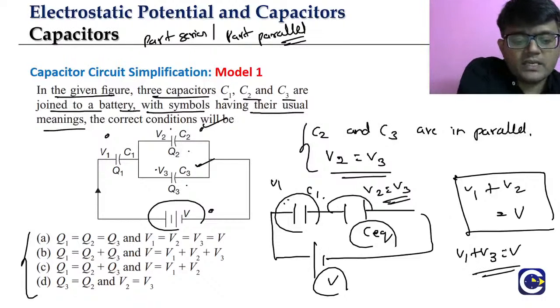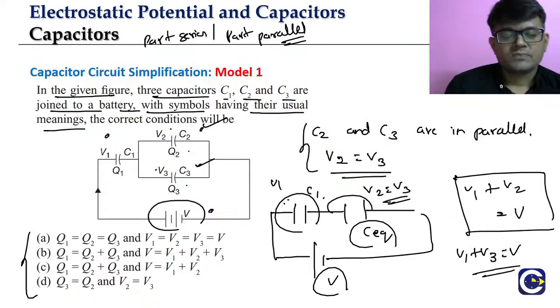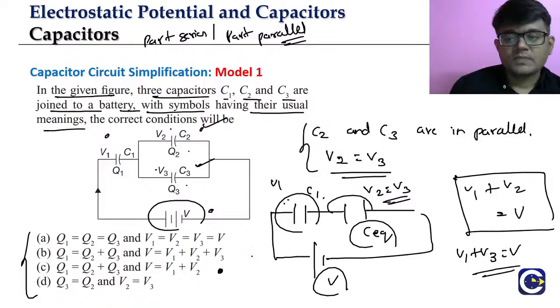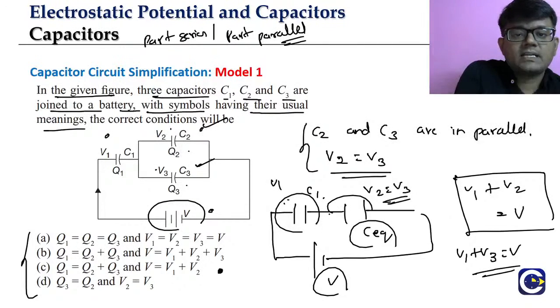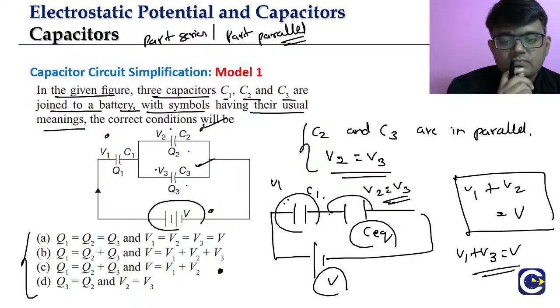Look at the options. What is the thing that will satisfy this relation, V1 plus V2 is equal to V? Where is this? It is in option C. So based on this one point, can we say that the correct answer is option C? We are getting the relation V1 plus V2 is equal to V. Based on that one relation, can we straight away conclude the option? Let us see if we can conclude that.